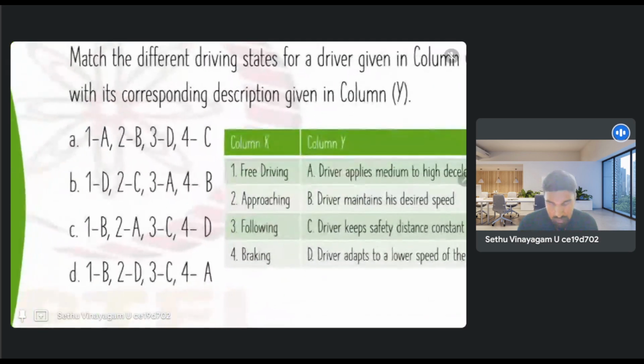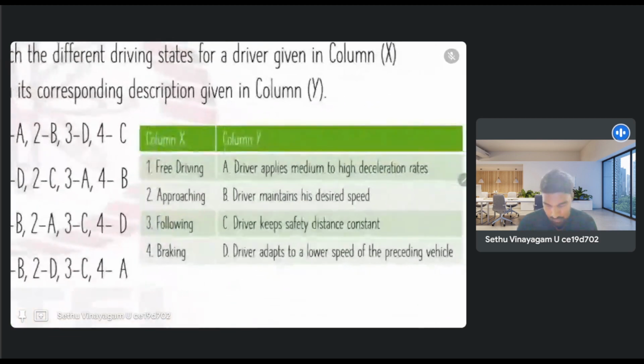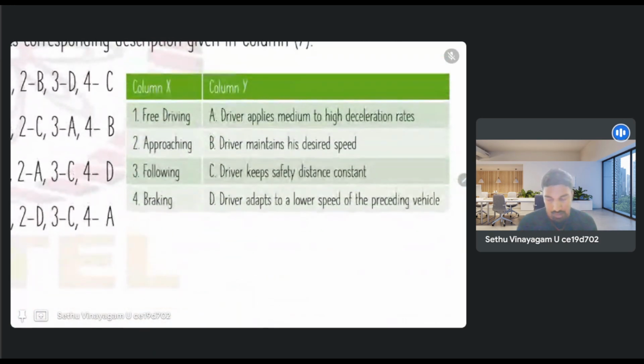Okay, so first is free driving. Free driving means there is no influence of the surrounding vehicles, and the driver is able to travel at their desired speed. So there is no influence of the leader or the surrounding environment. Therefore, that is the free driving case. It is like traveling in a free flow regime, which means the driver is able to maintain their desired speed.